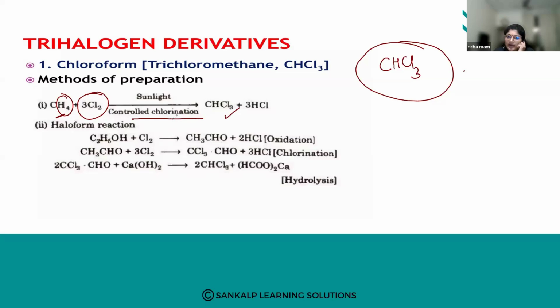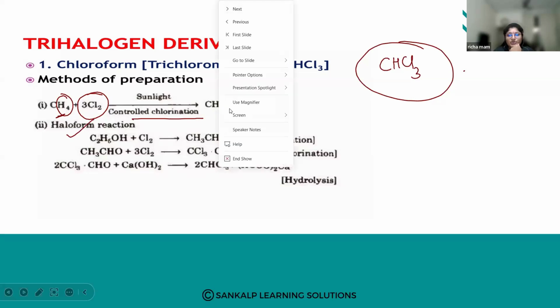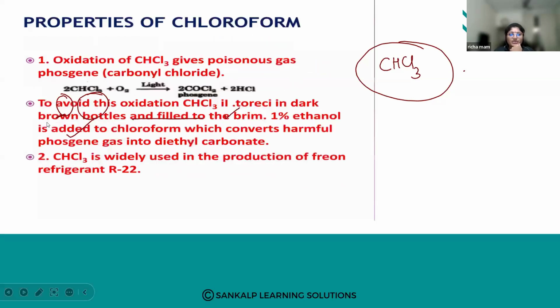Okay, so I am going to get a trichloromethane. So by haloform reaction also, you can prepare the chloroform. So these are the two methods of preparation. So what are the properties of this chloroform?